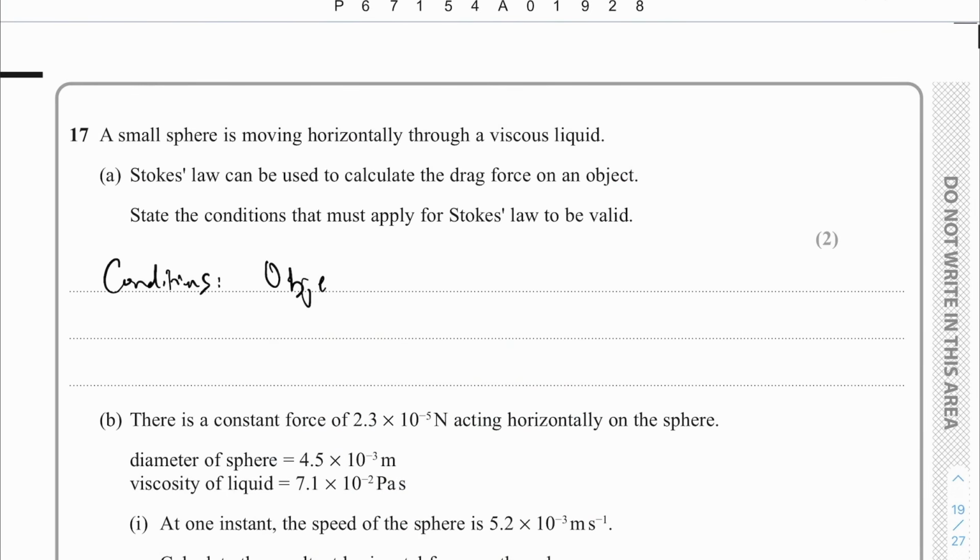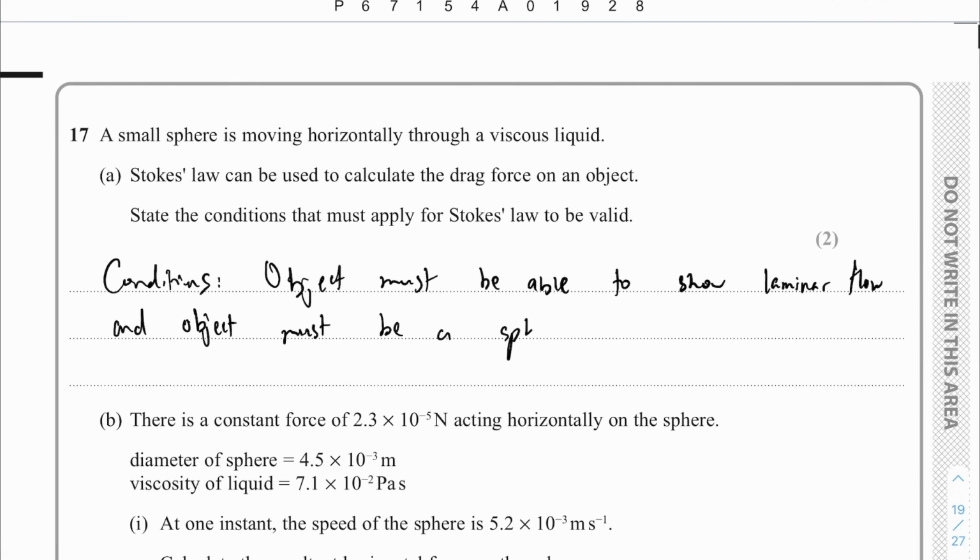Object must be able to show laminar flow, and usually it's a sphere. An object must be a sphere. Object is a sphere. Must be a sphere. So that's one condition. That's the second condition.